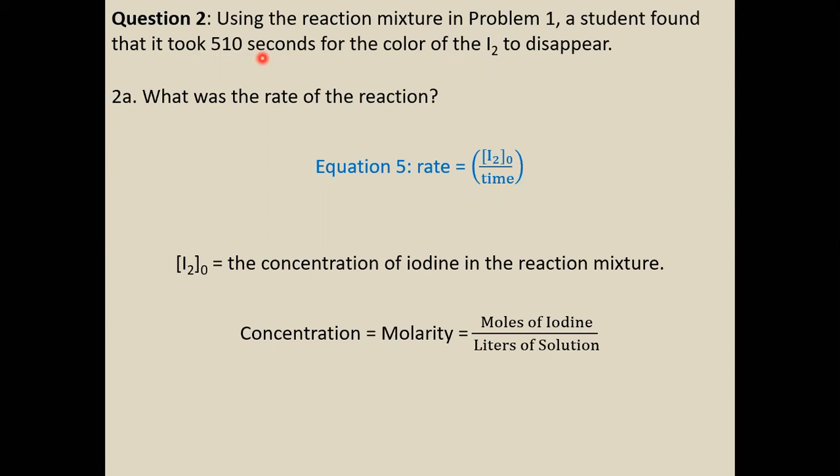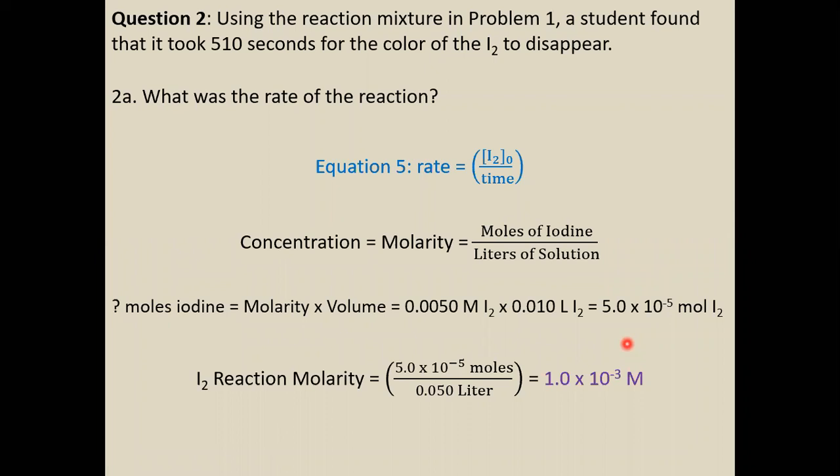Okay, before we can solve this, we're going to have to find the concentration of iodine in the reaction mixture. Remember that concentration equals molarity, and the molarity is going to equal the moles of iodine divided by the total liters of the solution. So to find the moles of iodine, we will do the molarity of the iodine times the volume in liters. That's this calculation here. And we get 5.0 times 10 to the negative 5 moles of iodine. Then to find the reaction molarity, we'll take that mole value and divide it by our total volume in liters, 0.050 liters. And this is our concentration of iodine in the reaction mixture.